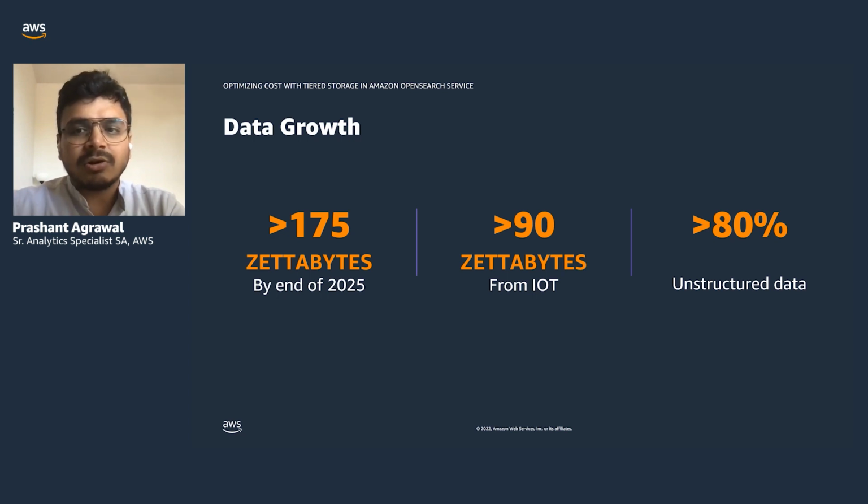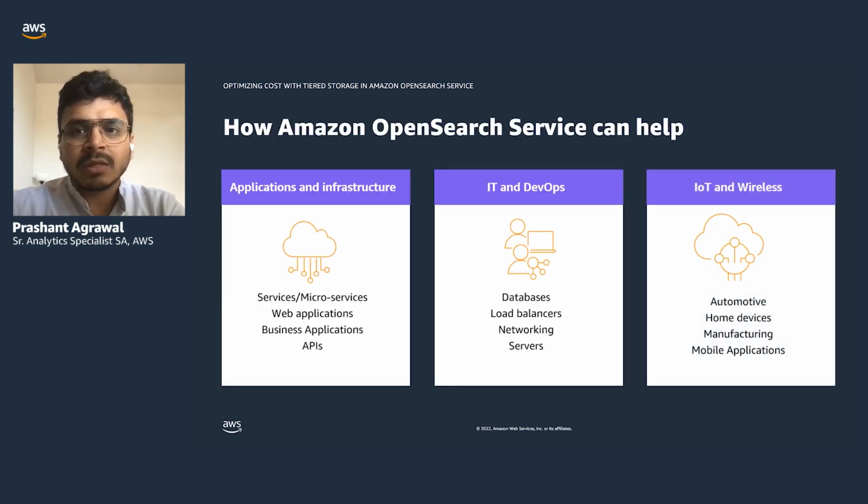So let's see what some common sources for these data sets are. When we talk about applications, you can have data being generated from various sources such as microservices, web applications, business applications, or various APIs. Then in the DevOps world, you might be running databases, load balancers, or various servers, which might be generating system logs you would like to store for analysis. And lastly, we have many IoT devices such as automotive or home devices, wearable devices such as smartwatches, or sensors which could be used in manufacturing.